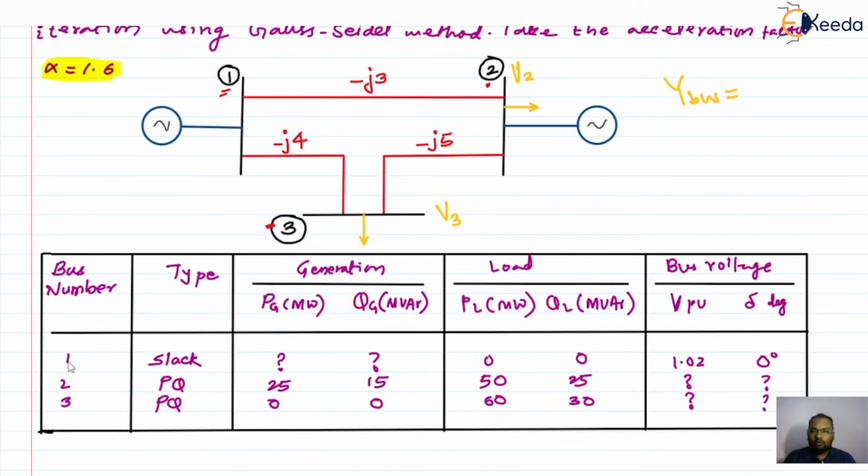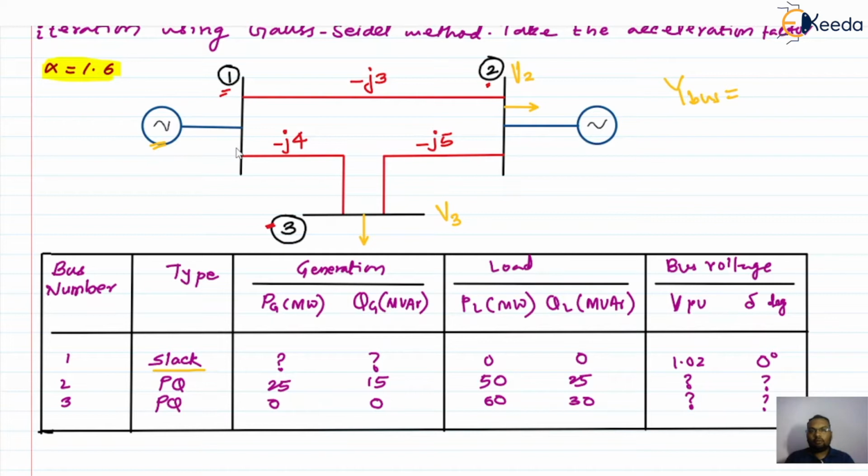The bus number column has bus 1, bus 2, bus 3, it is a 3-bus system. The type is mentioned here. The first bus, obviously, will be a slack bus, or a reference bus. What is the significance of this slack bus or reference bus? We have already discussed. The generators connected on the slack bus, you can see one generator is connected here for the first bus, are supposed to supply the losses in the transmission network.